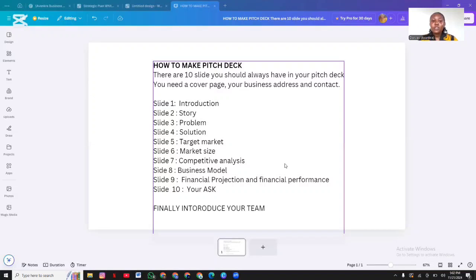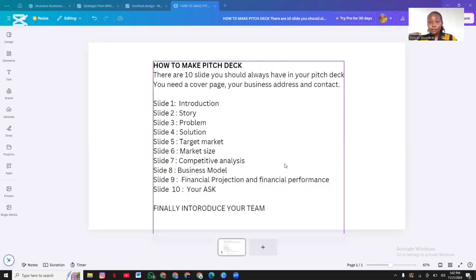Don't forget that. So our next one, the fifth slide, is our target market. Who are your target market? Who do you target? Do you target working class women? Do you target nursing mothers? Do you target millennials as a fashion designer?